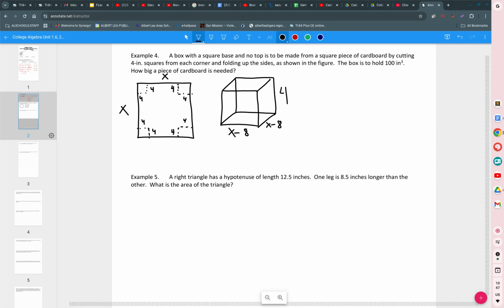And of course, we all know that volume is computed by multiplying all 3 dimensions together. And so 4 times X minus 8 times X minus 8 is equal to 100. Or, in the beauty of this problem, 4 times X minus 8 quantity squared is 100. I need to solve that equation. It's already set up as a perfect square, so it'd be very nice to just divide by 4.